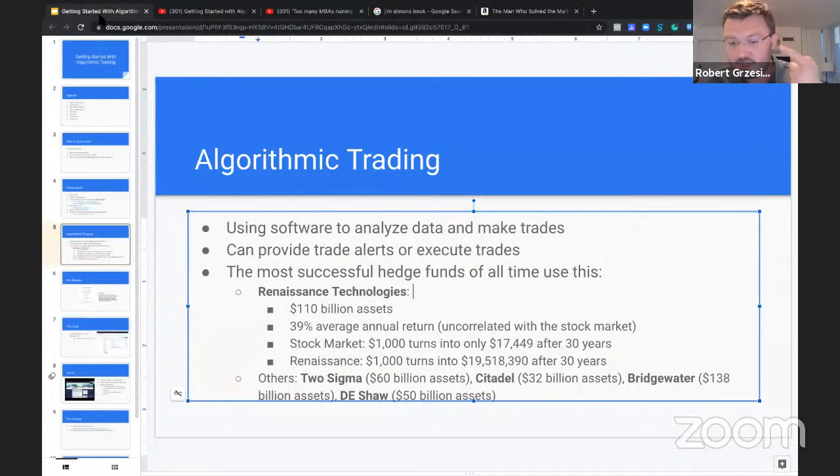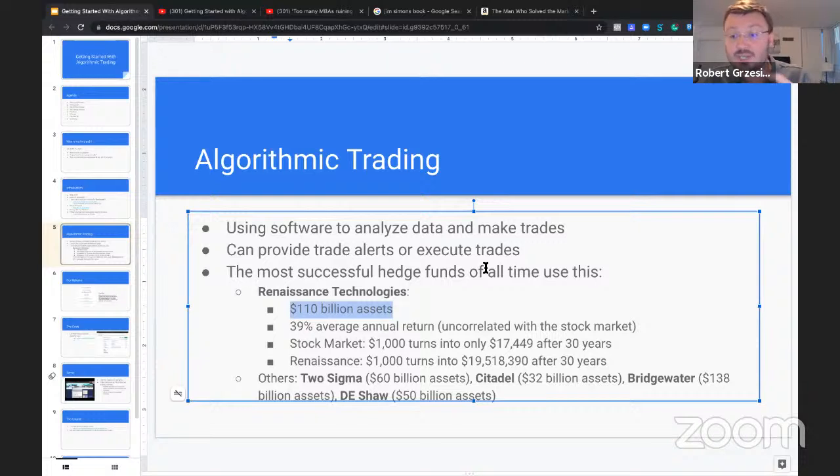Let's talk about the numbers, right? For example, Renaissance Technologies, Jim Simmons, the guy that started this, has the book about him. I believe they have about 110 billion in assets. That's the last time I checked. Pretty sure it's higher now. Also, they don't take outside investors anymore, so they try to keep it small, right?